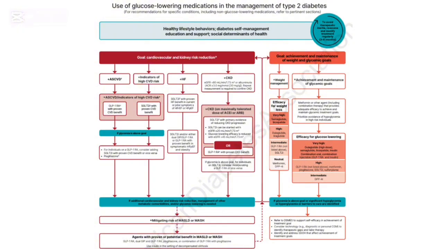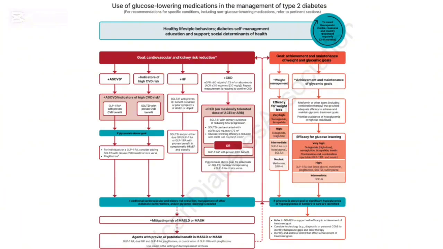For patients with heart failure, especially heart failure with reduced ejection fraction, HFrF, or preserved ejection fraction, HFpEF, SGLT2 inhibitors are strongly recommended because of their proven benefits in reducing hospitalization for heart failure and improving cardiovascular outcomes. The diagram suggests that additional therapy with GLP-1 receptor agonists may be considered in selected patients, especially when obesity or persistent hyperglycemia is present.